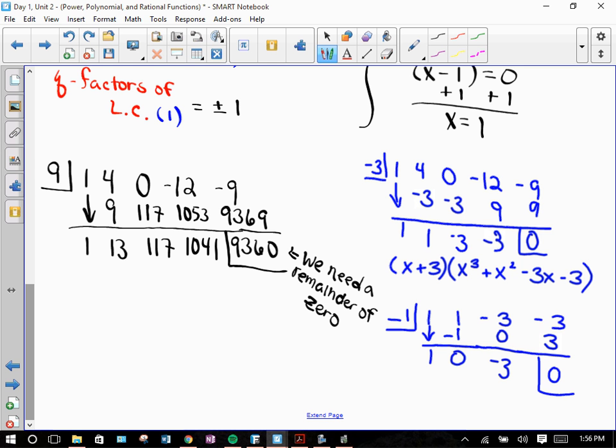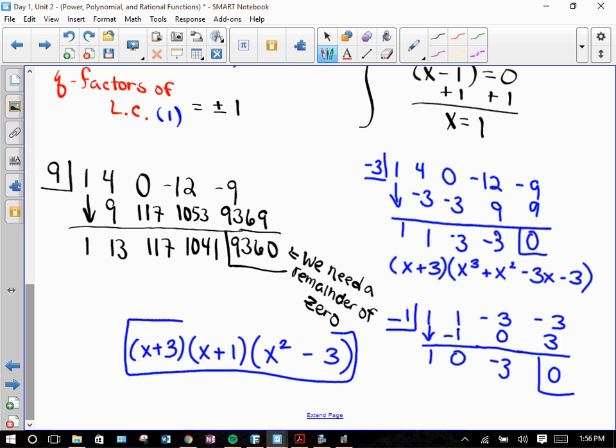So now what we have is x plus 3 times, since -1 is a 0, we can write that as a factor, x plus 1, times now we have x squared plus 0x, so I'm not going to write that, minus 3. So each time you divide it and find a 0, the degree goes down by 1.